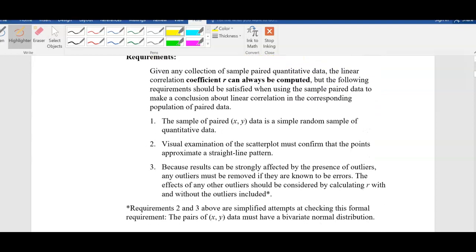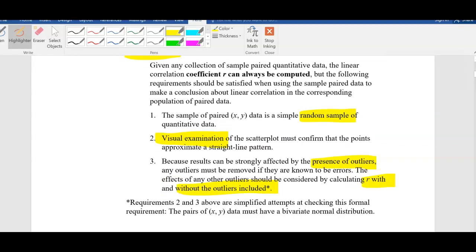Okay, requirements. You have to check these. Your requirements to do a linear analysis: it has to be a random sample, nothing new there. When you do a visual examination, you graph this, and it has to look like it's sort of in a straight line, and there cannot be any outliers. If there are any outliers, you have to get rid of them. So you have to remove the outliers before you do your calculation, meaning you do the R calculation without outliers.